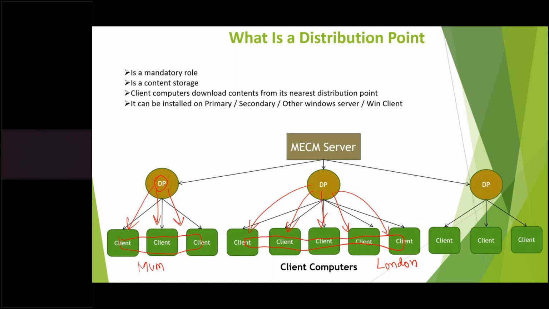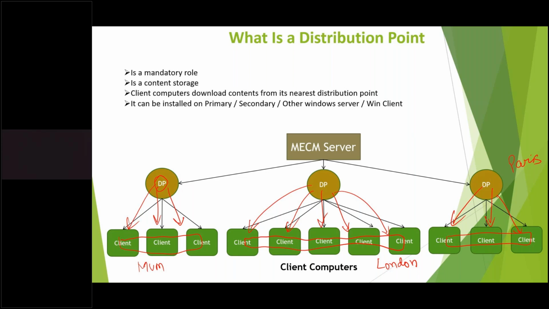File storage, which will store all the files, the software files, the update files, and operating system files. And the client machine can download the content from its nearby distribution point. Similarly, if some machines are in Paris, the machine in Paris will download the content from the Paris distribution point.